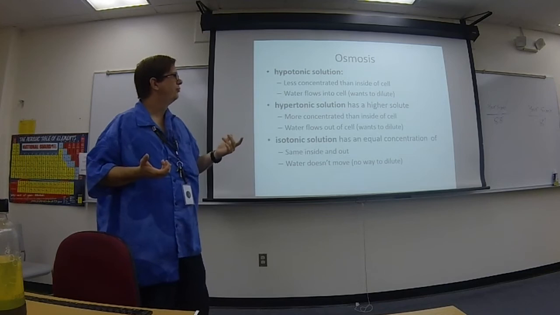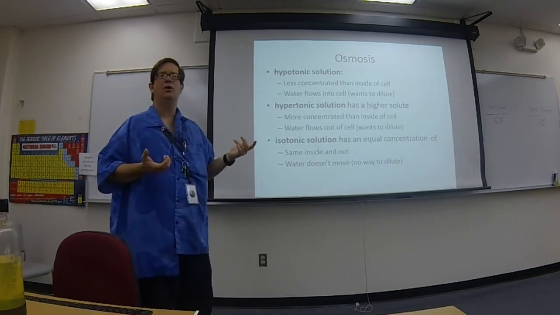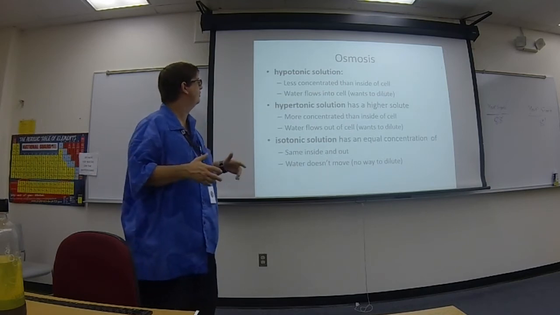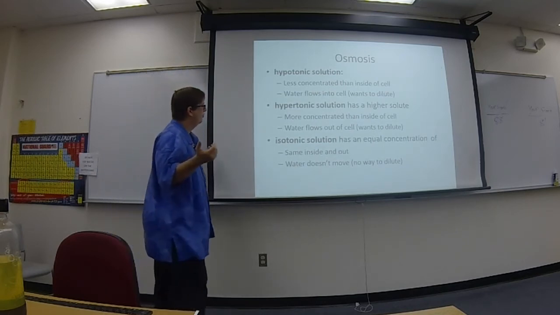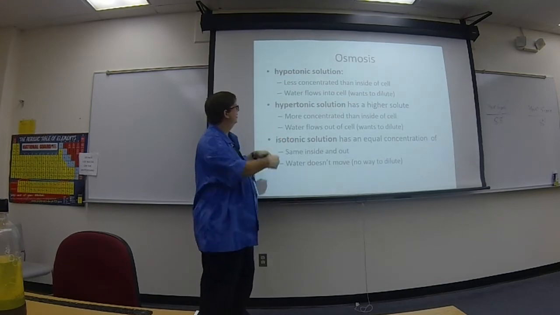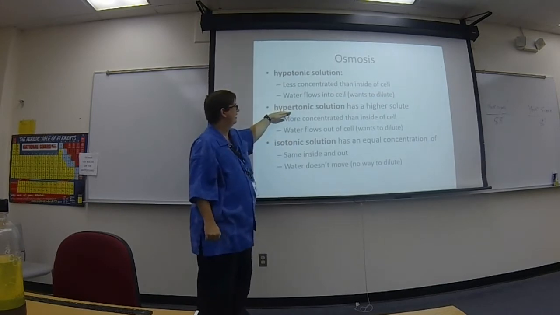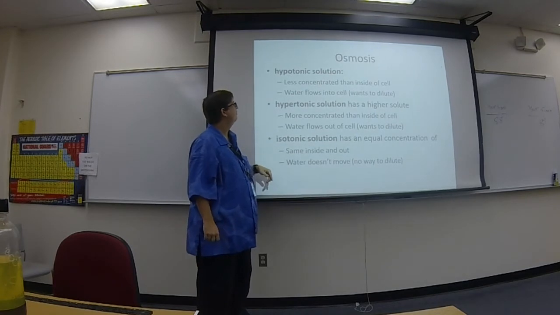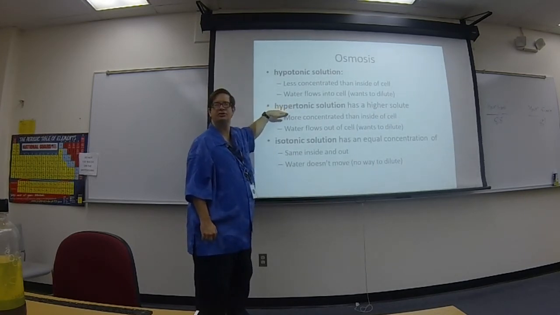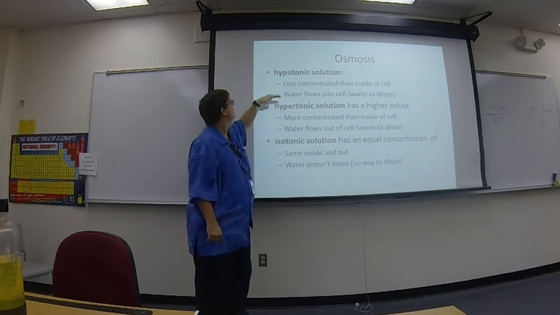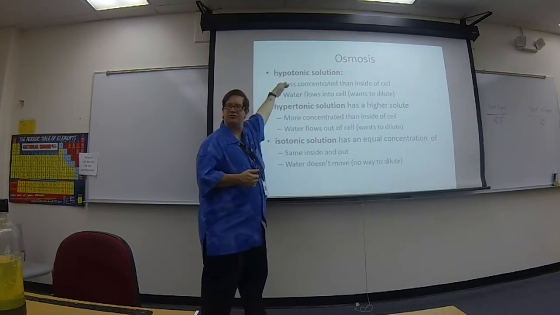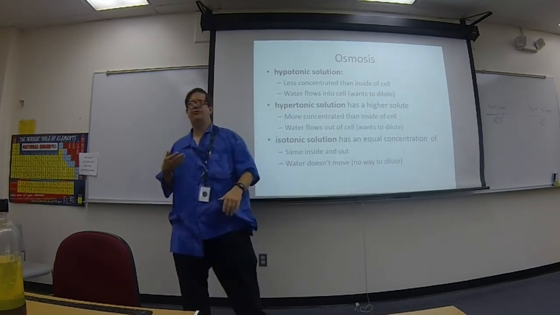What direction does water move? Well, you know, water wants to dilute stuff. Water is going to flow towards the concentrated. So in isotonic, you have the same amount of water in and out. In hypertonic, you're going to have the water move out of the cell into the more concentrated solution, right? In hypotonic, you're going to have water move into the cell towards the more concentrated interior, because water always tries to dilute stuff.